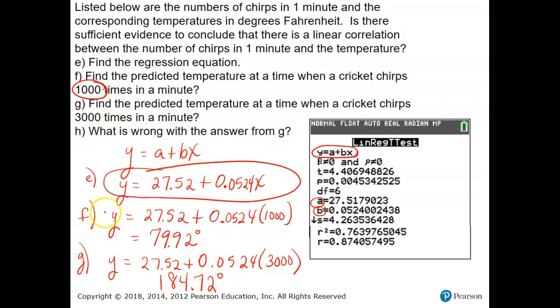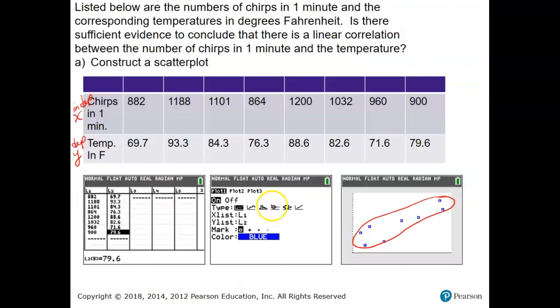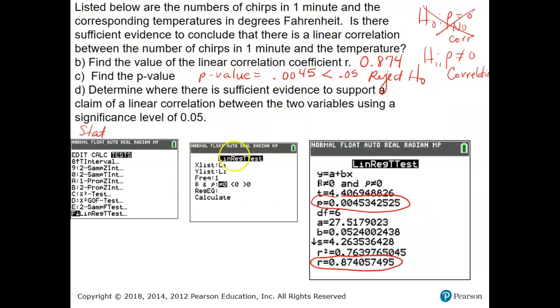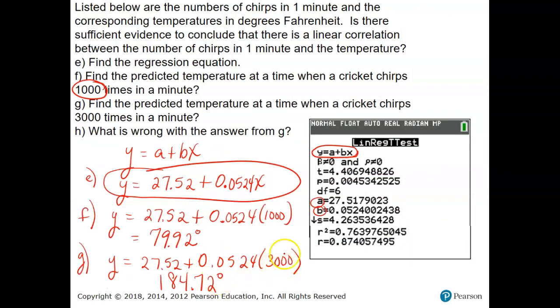Well, F was fine to use as a predictor because if we look back at our data set, the X's were all in the like 800, 900, 1,000, 1,100, 1,200, around in there. So 1,000 would be right in line with the data that our model was built around. But 3,000 is not anywhere close to these data values that it was built around. So when we go to plug in something that's way far away from what we used to create our model, then our regression equation may not be as accurate.